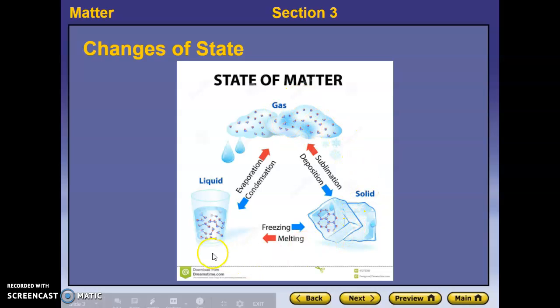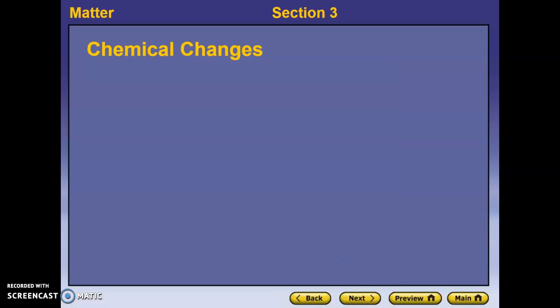So if we go from solid to liquid, they'd have to gain energy. So melting requires energy input. Liquid to gas, they'd have to gain energy again. So evaporation requires energy input. And to go from solid directly to a gas in the form of sublimation is also going to require the input of energy. So those are all physical changes.